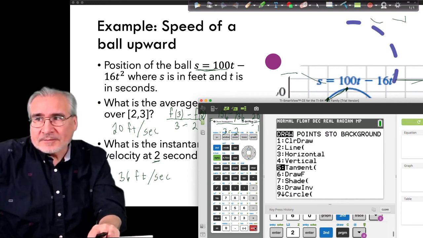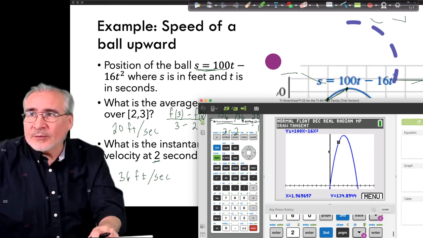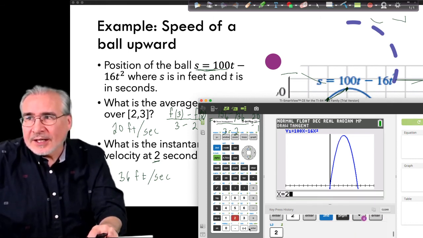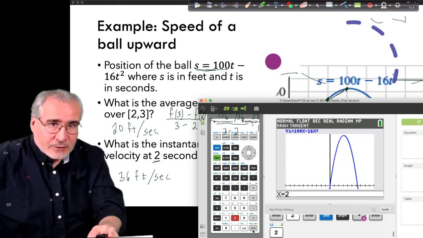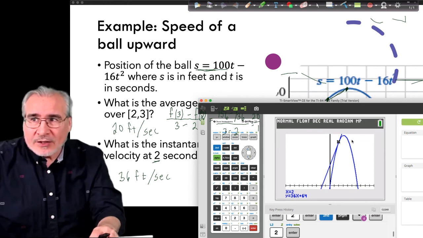We hit enter. And it's just flashing there, but what it's asking is a normal float. So when it's flashing, it's usually asking us for something. And what does it want? It wants the X value. So we put in 2, and watch what happens this time. It'll give us the derivative, yes, but it will also give us the tangent line drawn in there, and it gives us the equation of the tangent line.